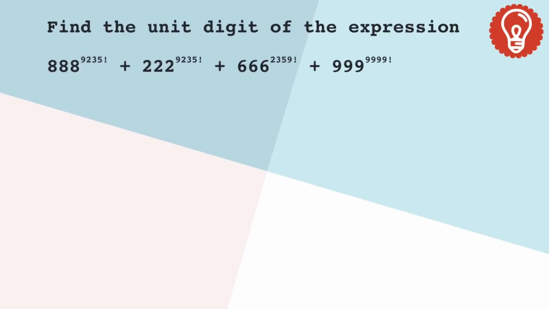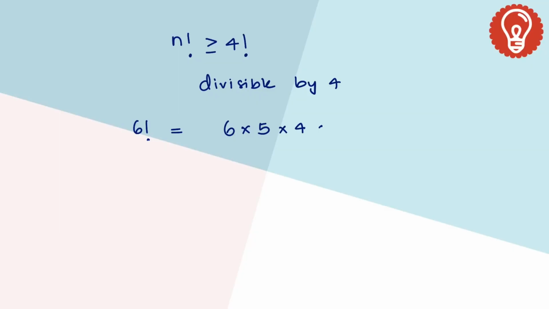The couple of things we need to notice before we deal with this question. The first thing here is, no matter whatever the factorial is, if it is greater than or equal to 4 factorial, we know it is always divisible by 4. Let's say, for example, if it's 6 factorial, we know 6 factorial will have a 4 in it. And when I divide it by 4, obviously it's divisible. The remainder is 0.